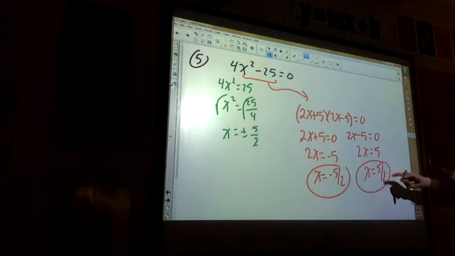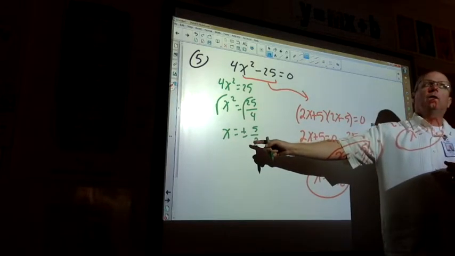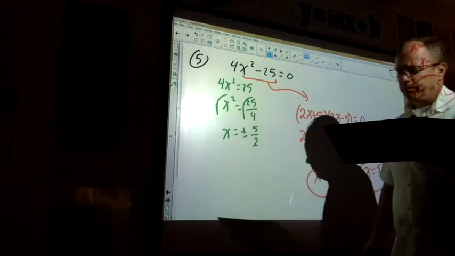Alright, so take a look. Negative 5 halves, positive 5 halves, or plus or minus 5 halves. How many answers are right here? 2. Are those two answers the same as those two answers? Yeah. Which way is the best way to do it? You pick. Some of your minds are going to work the green way, some are going to work the red way. Which is the right way? Both ways, as long as you get the correct answer.